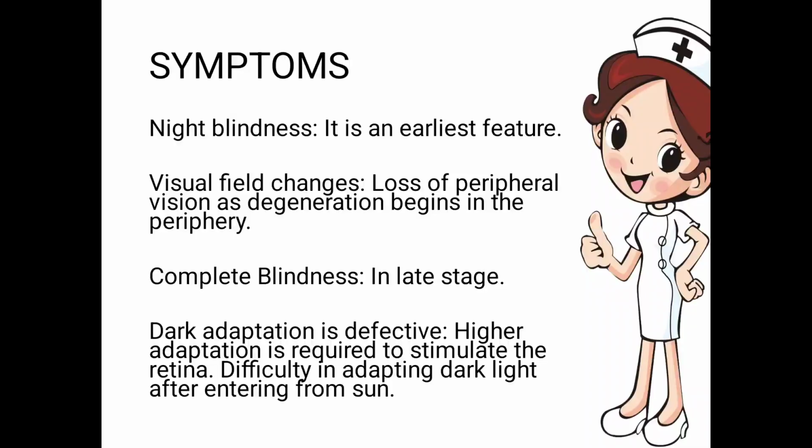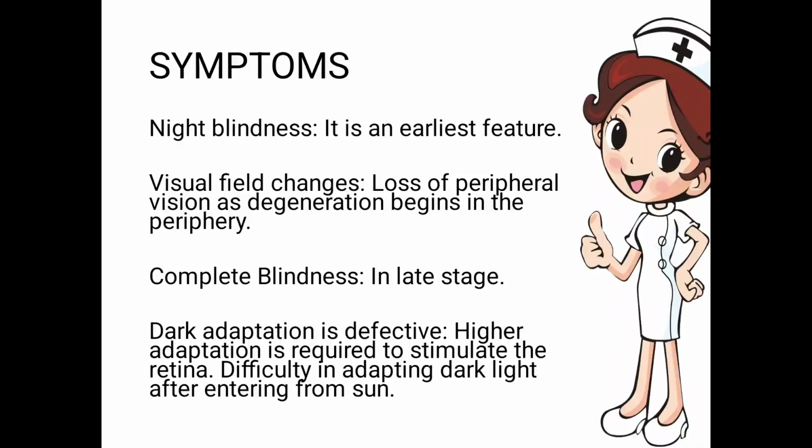Visual field changes. First of all, there is loss of peripheral vision, as degeneration begins in the periphery, because the rods are more affected than the cones, and rods are present at the periphery, due to which peripheral loss of vision occurs. Next one, complete blindness. After night blindness and then visual field changes, meaning the peripheral vision is lost, as a result there is complete blindness.